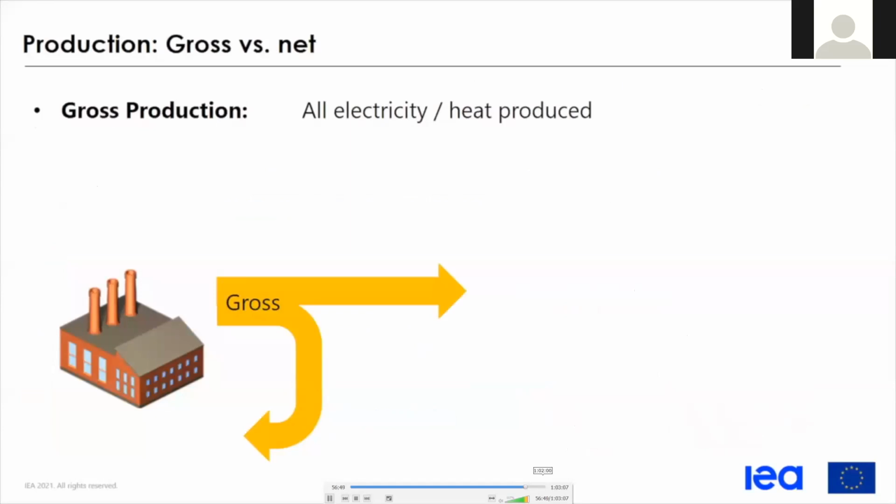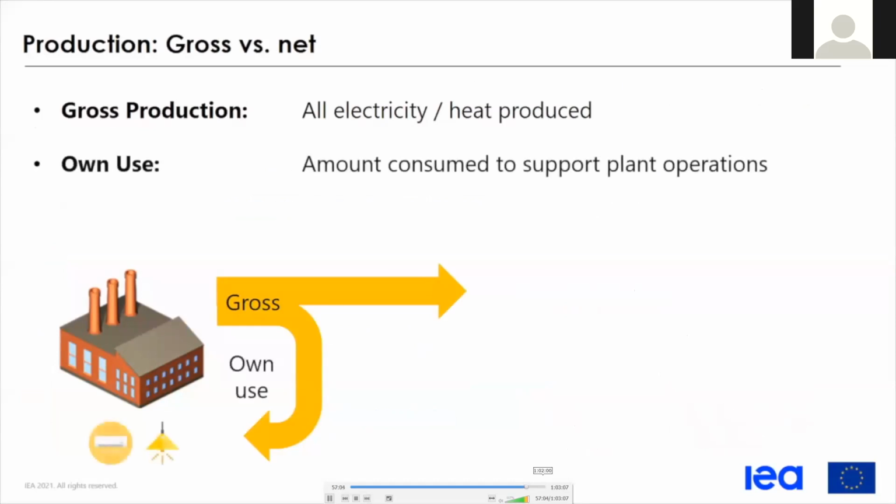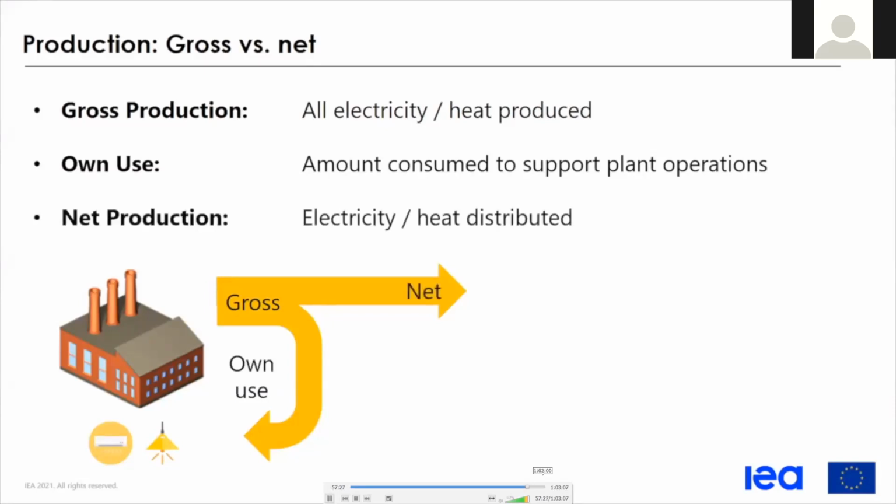Now, let's talk about the concept of gross and net production. Gross production refers to the total output of electricity or heat generated in the facility before any uses. However, not all of this is used for productive purposes beyond the power plant. Some of the electricity and heat generated is used on-site at the power plant for lighting, heating, and to support plant operations. This is referred to as on-use. The remainder that is left after subtracting the on-use is the net production.